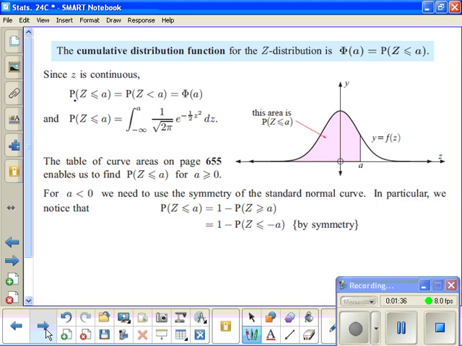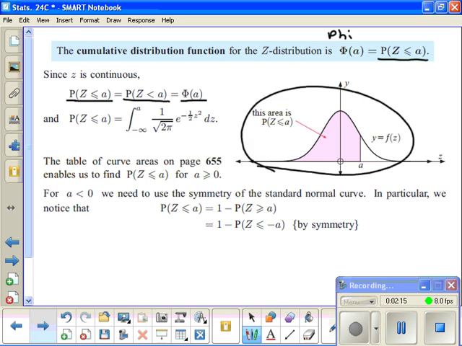All right. The cumulative distribution function is phi of a, which is equal to the probability of z less than or equal to that a value. And that is phi, P-H-I. That's the Greek letter phi. Anytime you see phi, that means you're doing a probability for a z distribution. Since z is continuous, the probability of z being less than a is equal to the probability of z less than or equal to a, which is equal to phi of a. So we do this calculation, and this is really what we're trying to find. We're trying to find the area under that curve at that point.